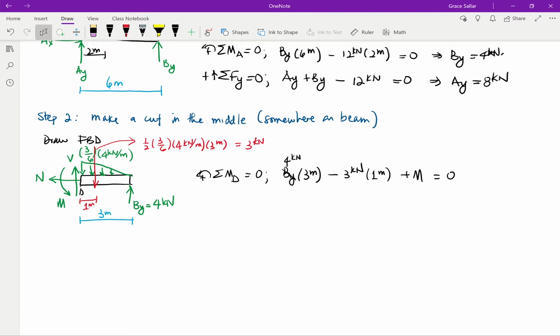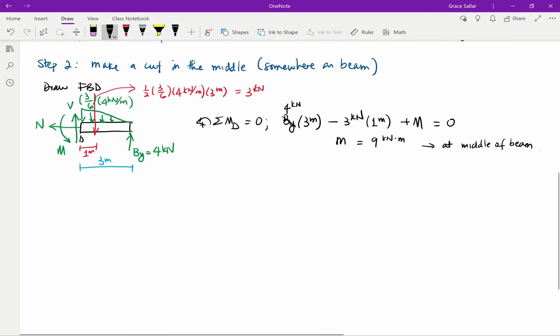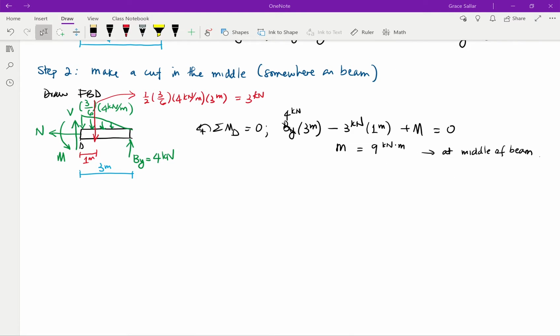So now that we have this equation of moment, we know that our moment is going to be 9 kilonewton per meter. Now, this is at the middle of the beam. Because it's a triangular load that's diminishing, it will change as you move across the beam because the loadings on each part of the beam are so different. So that's something that we should keep in mind. All right, so now that we found a moment, let's go ahead and keep going.